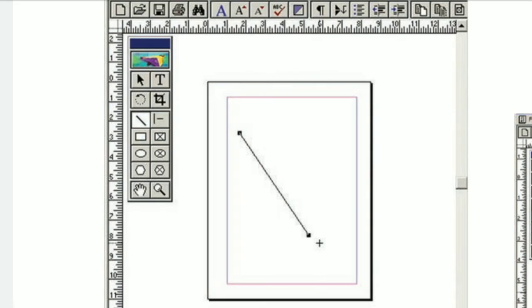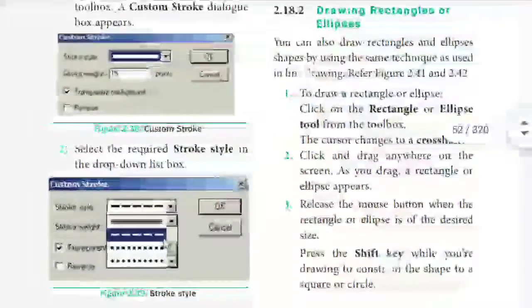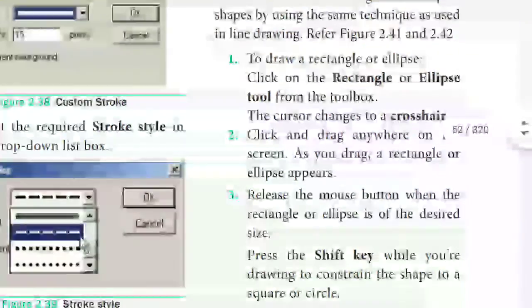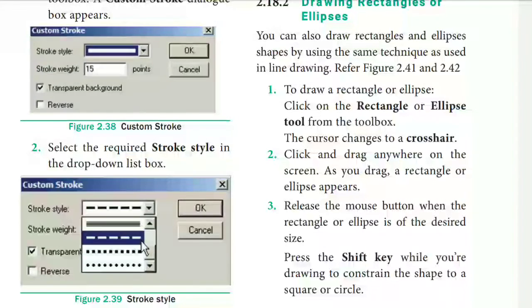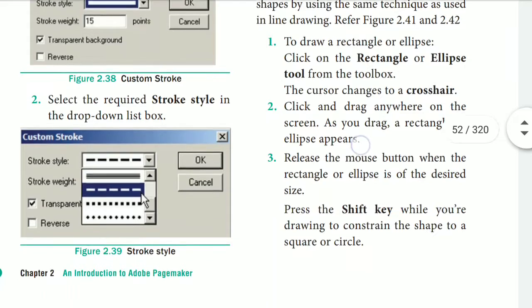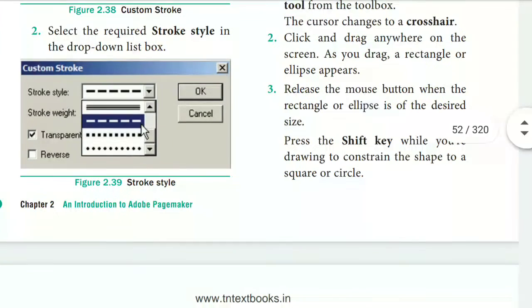Here we are going to draw with the rectangle tool. Click and drag anywhere on the screen. As you drag, a rectangle or ellipse appears. Release the mouse button and the rectangle or ellipse is of the desired size. Press the shift key while you are drawing to constrain the shape to a square or circle.